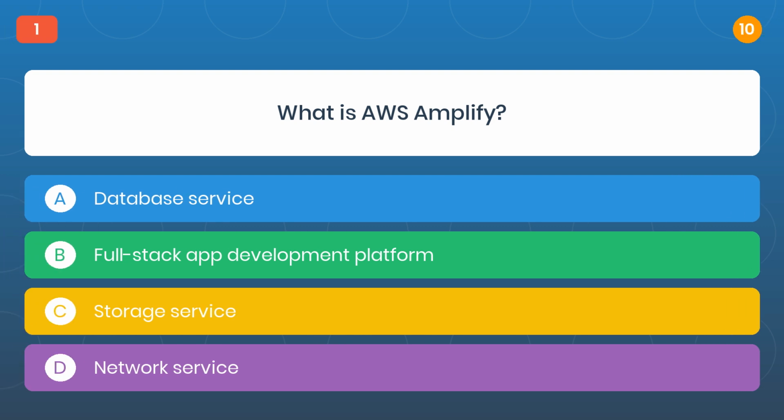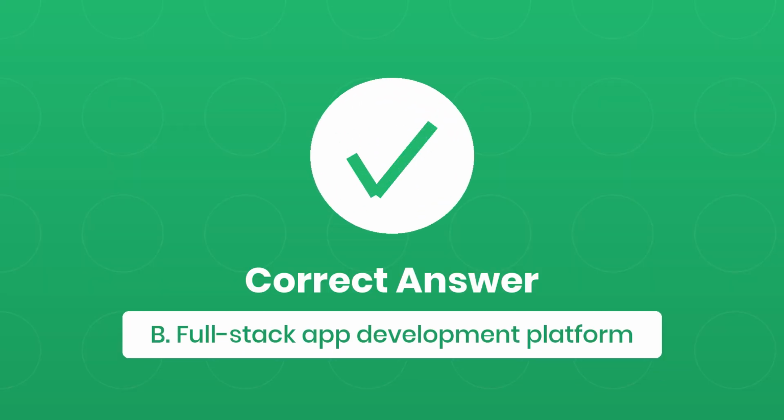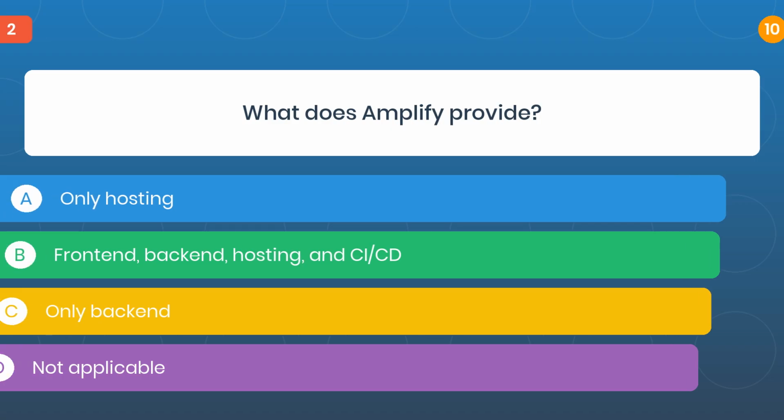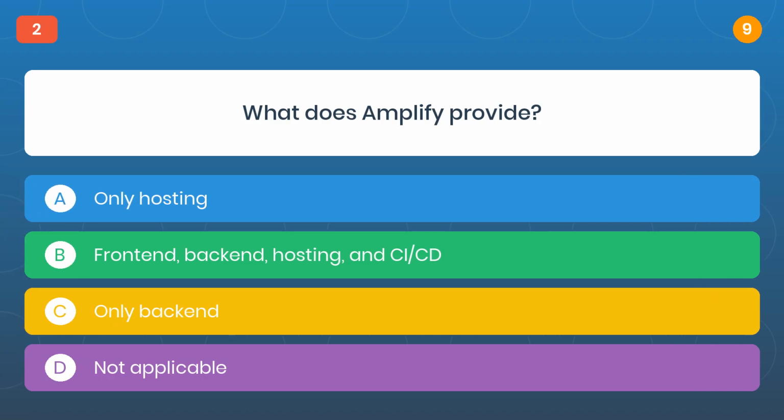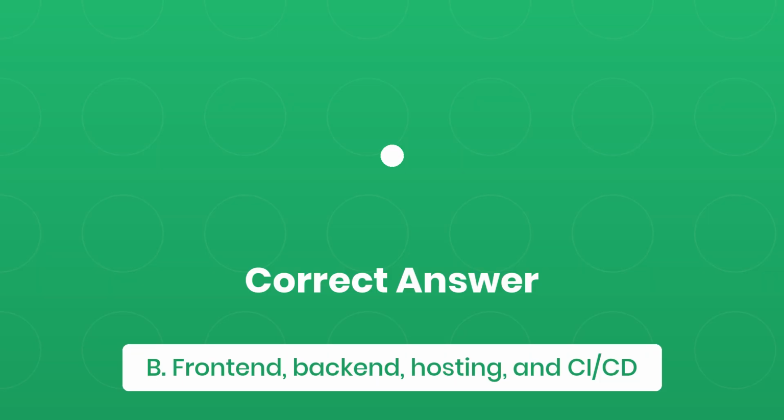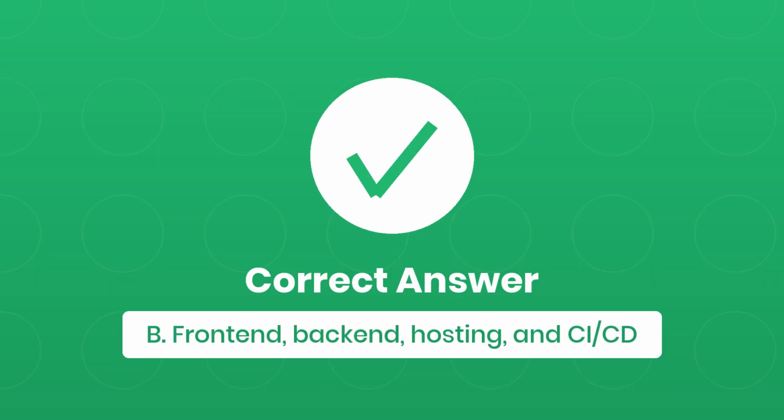Question 1. What is AWS Amplify? The correct answer is B, full stack app development platform. Question 2. What does Amplify provide? The correct answer is B, front-end, back-end, hosting, and CI/CD.